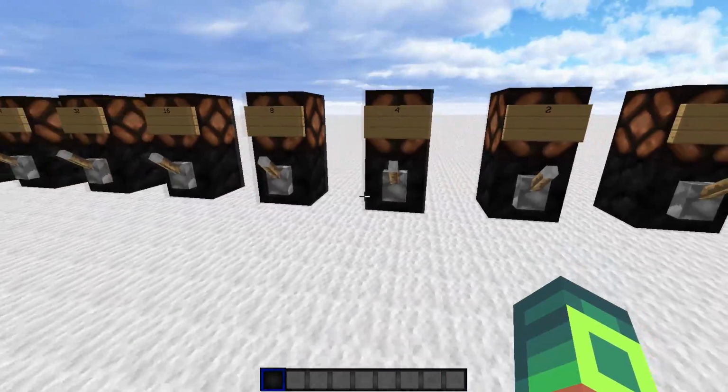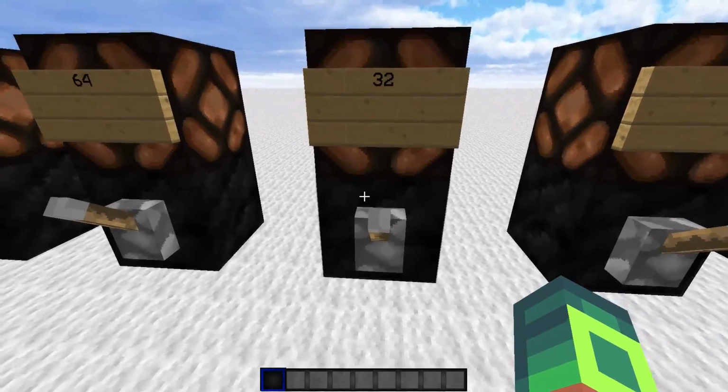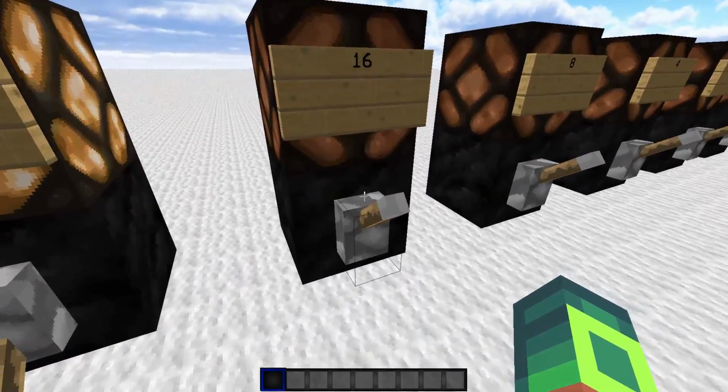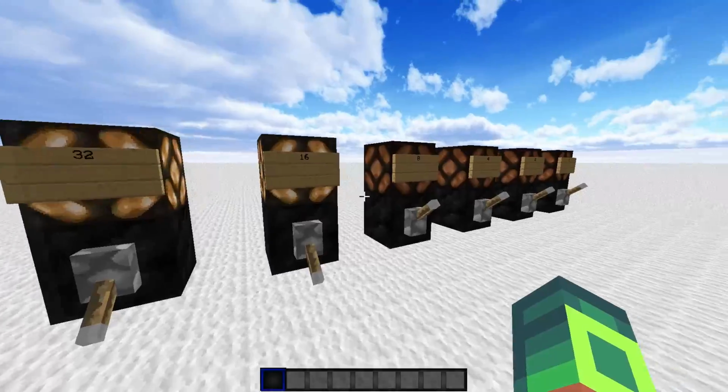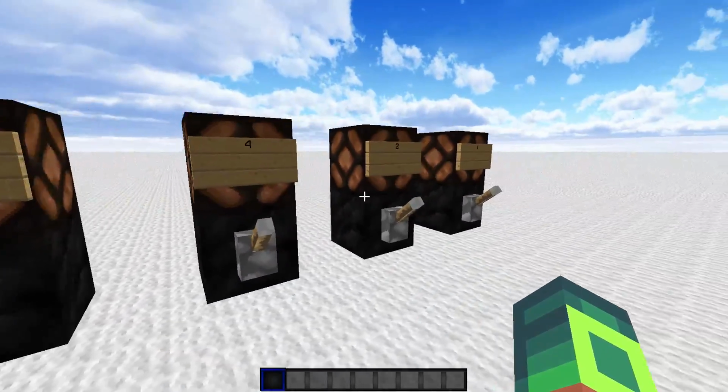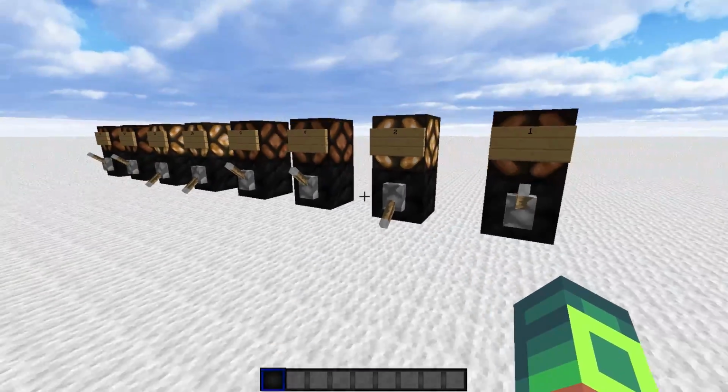Now we want 50. So that is 32. 32 plus 16 is 48. 8 is too big. 4 is too big. And then 2. That is 50.